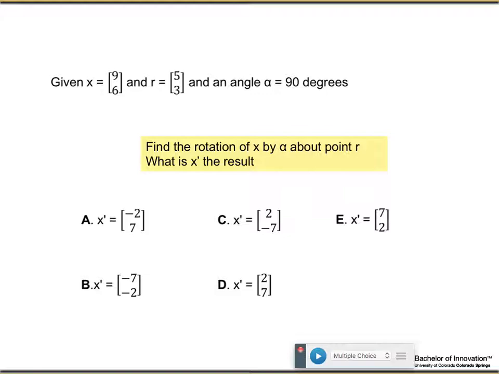Okay, another pair of points. Given X and R and an angle alpha equals 90 degrees, find the rotation of X by angle alpha about the point R. What is the X prime that results from this?